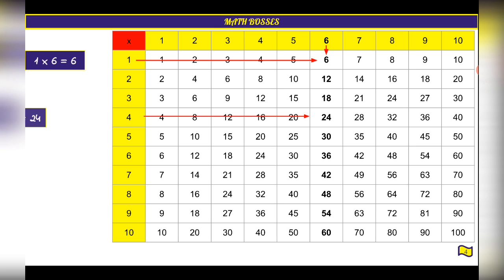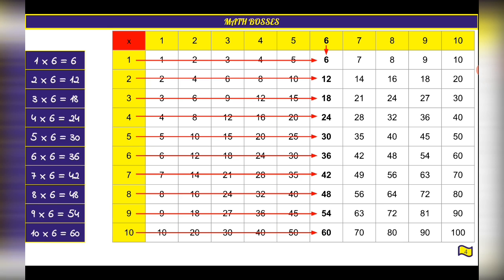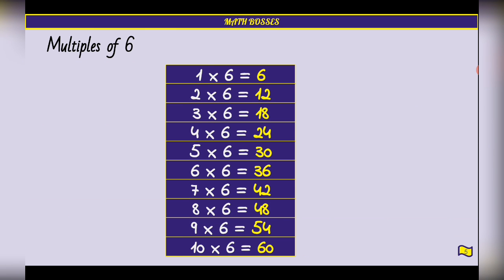When we multiply 6 by 4, we get 24. That also makes 24 a multiple of 6, since I multiply 6 by a whole number 4 to get 24. If I multiply 6 by 7, we get 42. And 42 is a multiple of 6 because we multiplied 6 by a whole number 7 to get 42. And this applies for other whole numbers that we can view on this table: 2, 3, 5, 6, 8, 9, and 10.